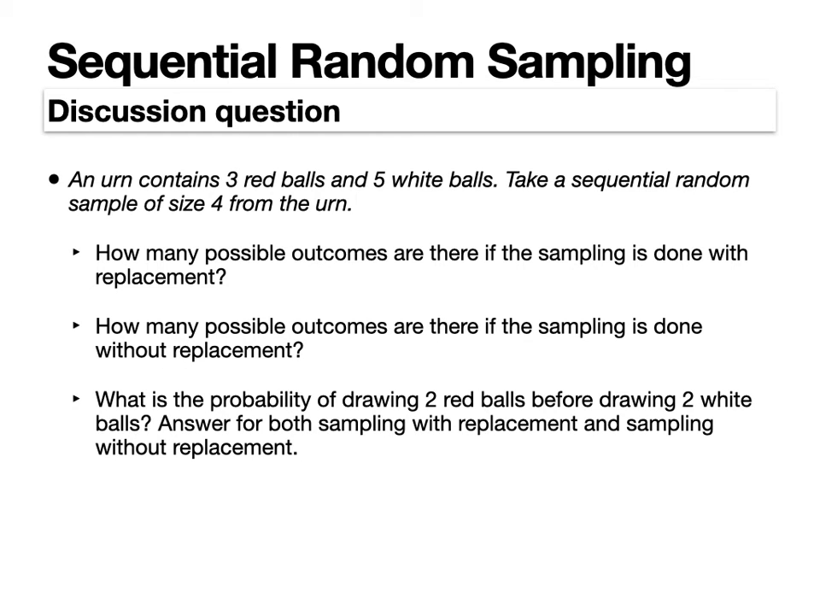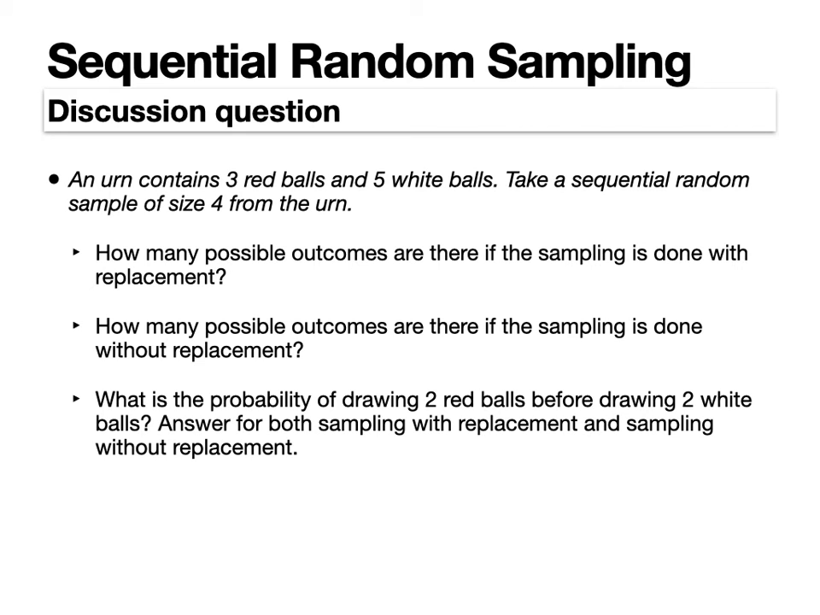Another discussion question for you, and we'll again go deeper into these in class, but an urn contains 3 red balls and 5 white balls. Take a sequential random sample of size 4 from the urn. How many possible outcomes are there if the sampling is done with replacement? How many possible outcomes are there when the sampling is done without replacement? And what's the probability of drawing 2 red balls before drawing 2 white balls? Answer this both for sampling with replacement and sampling without replacement.